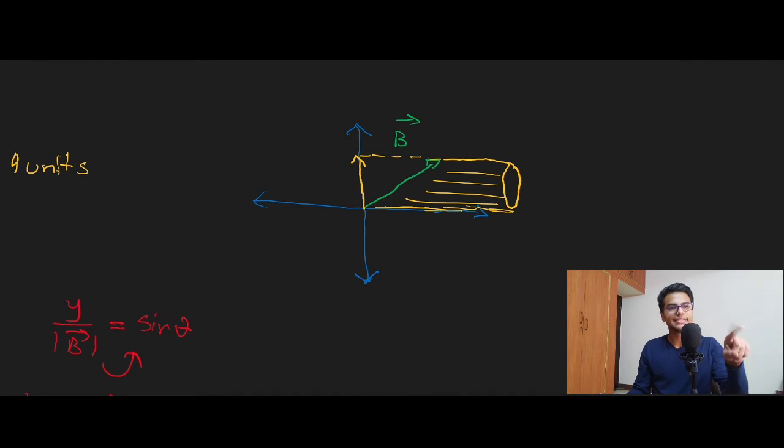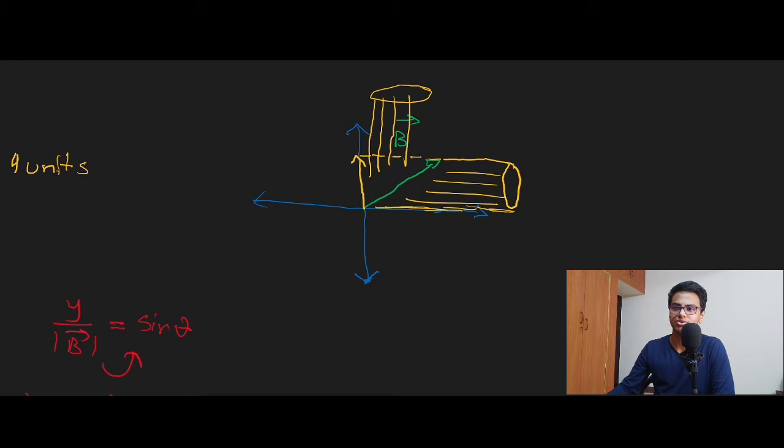Now, we are going to do the exact same thing, but this time we're going to put the torch from the top. So this time, this is where our torch is, and this is how we are passing light. Parallel beams of light. Now, do you see that the shadow that's going to form over here will be equal to the length of this B vector?